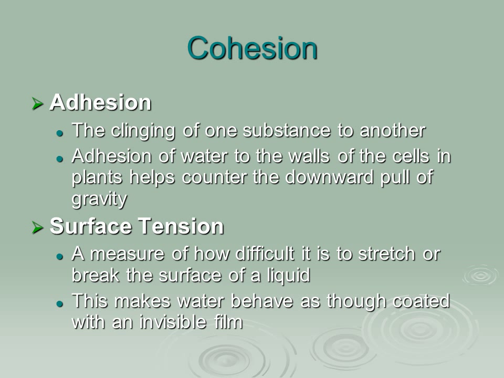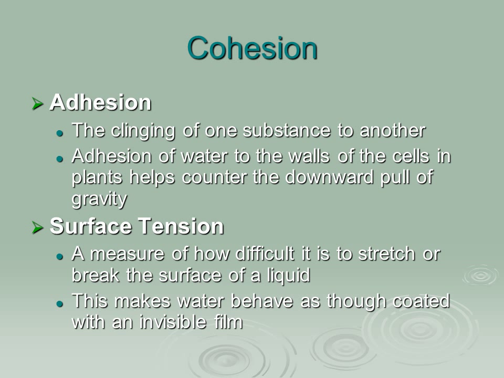And what I mean is that those water molecules are going to grab on to the cells inside the tree. And the process of those water molecules bonding to another substance, in our example, the tree, is this process called adhesion. So the adhesion of water to the walls of the cells in plants helps counter that downward pull of gravity it's going to experience. And therefore, our really tall tree can bring water from its roots all the way up to the leaves that may be hundreds of feet in the air.